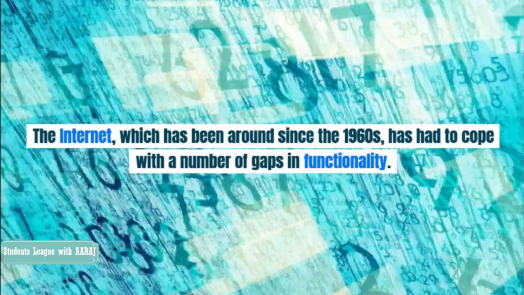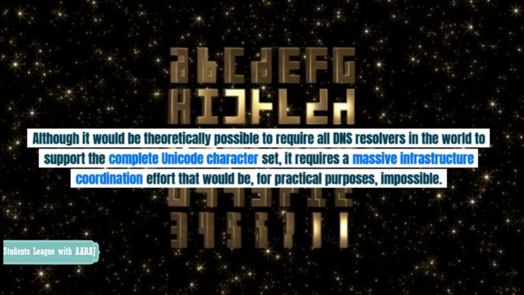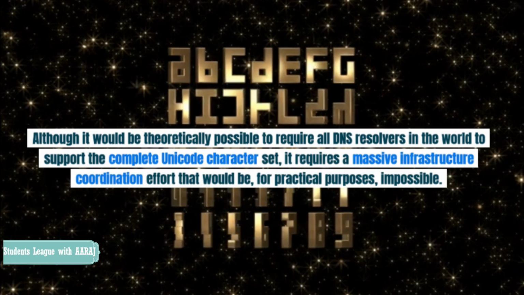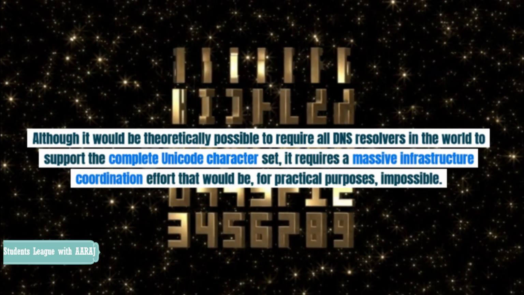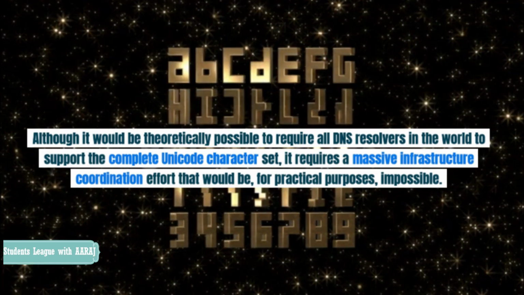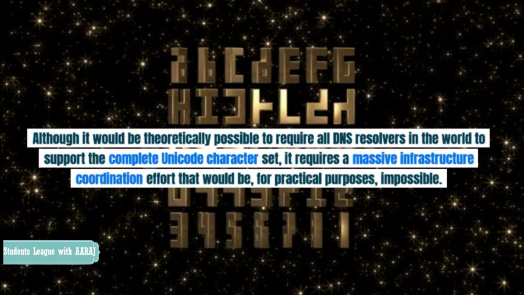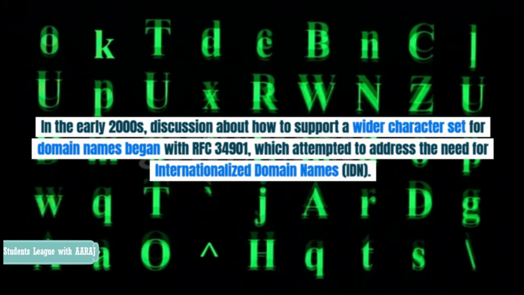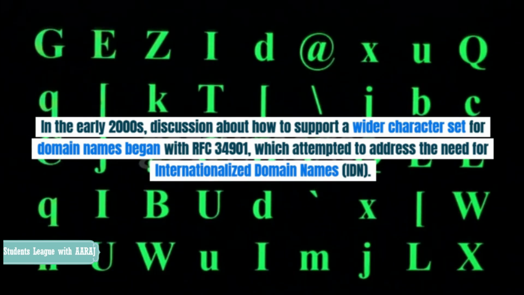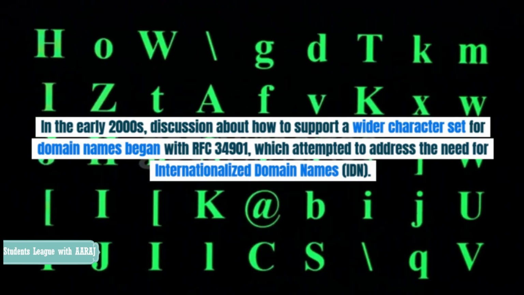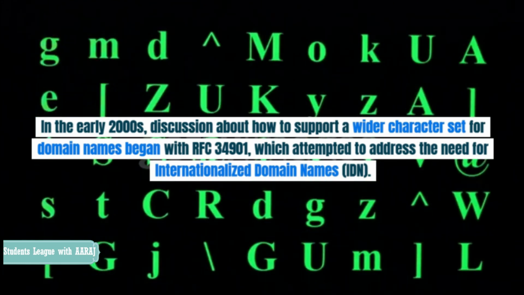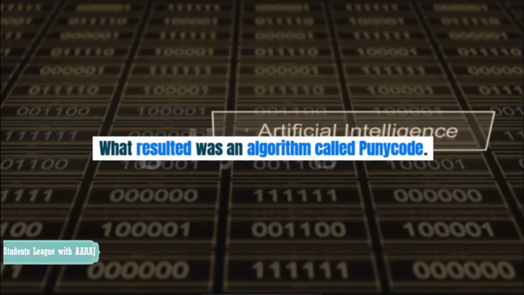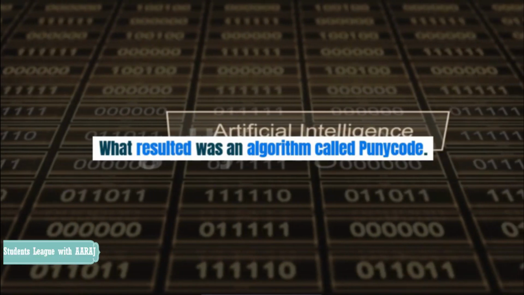The Internet, which has been around since the 1960s, has had to cope with a number of gaps in functionality. Although it would be theoretically possible to require all DNS resolvers in the world to support the complete Unicode character set, it requires a massive infrastructure coordination effort that would be, for practical purposes, impossible. In the early 2000s, discussion about how to support a wider character set for domain names began with RFC 3490, which attempted to address the need for Internationalized Domain Names, IDN. What resulted was an algorithm called Unicode.